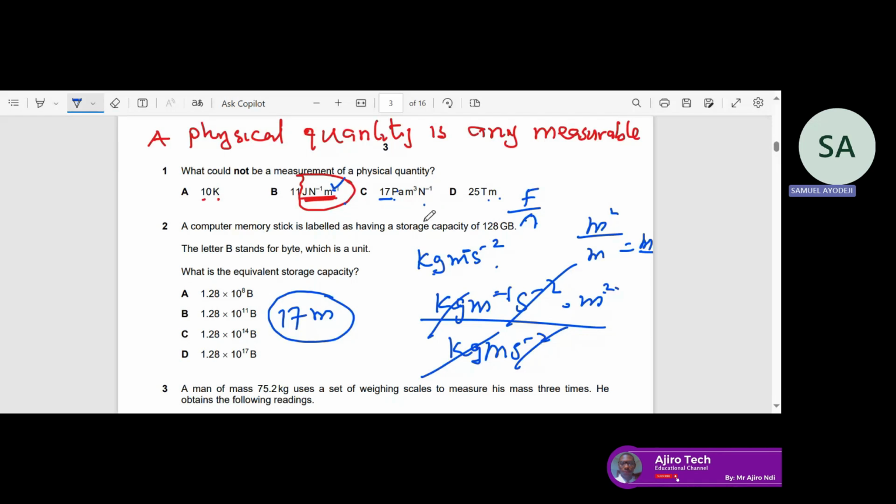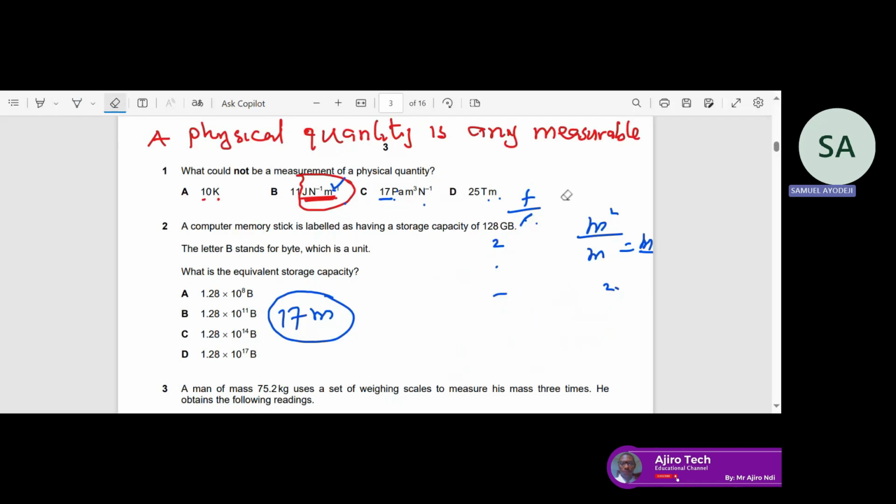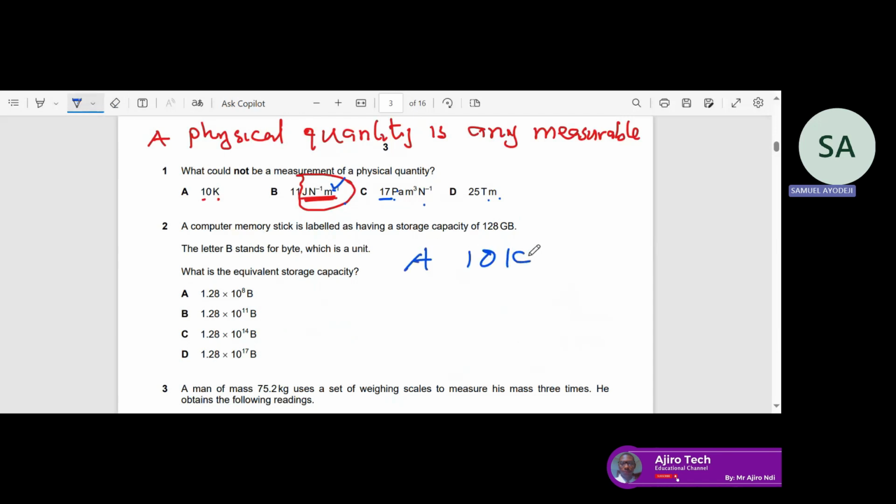Unit cancels. So a physical quantity must have a magnitude together with a unit. There must be magnitude, there must be unit. So in this case, if I was to write A like this, A is having 10 K. 10 is a quantity, a magnitude.